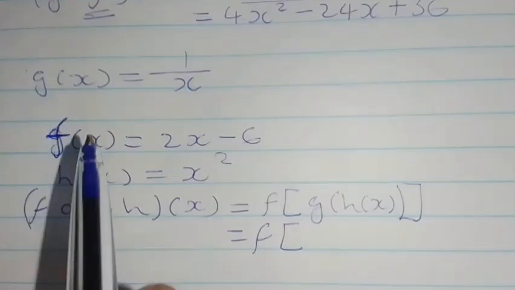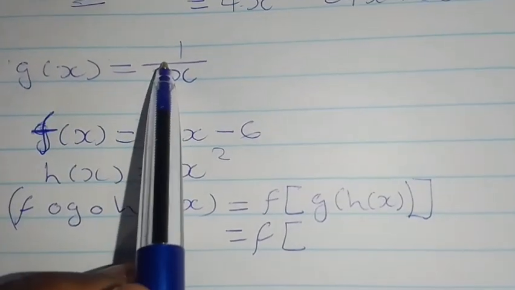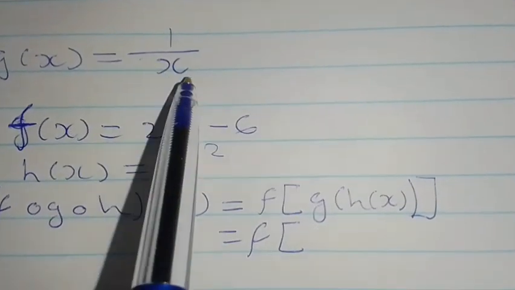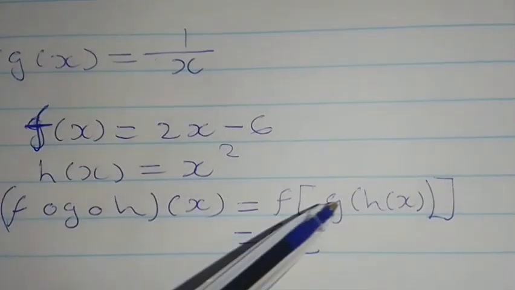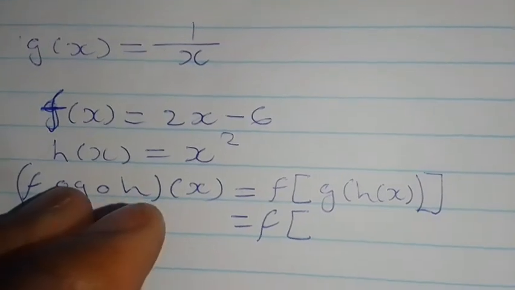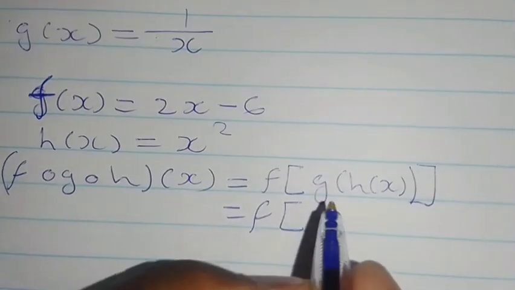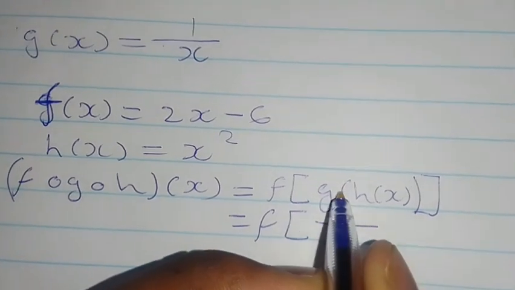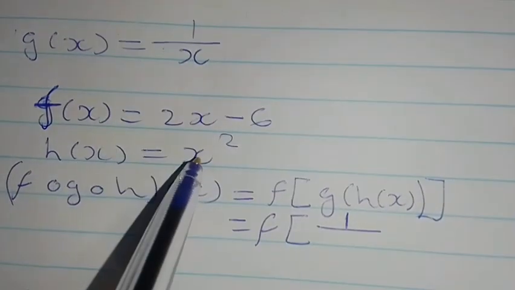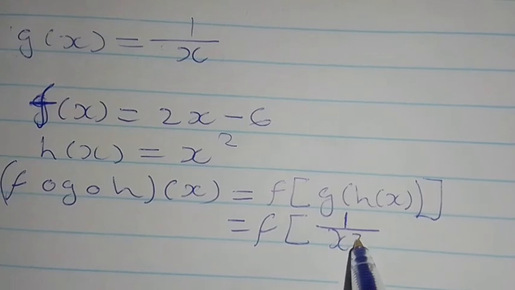Now we look at g at x. G at x is 1 over x. Where there's x in g, we substitute h at x. So that means we'll have 1 over what? Where there is x, we put x squared, so we'll have 1 over x squared.